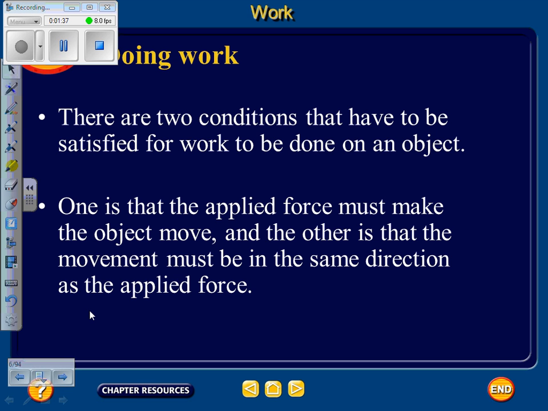Again, two conditions. One is that the applied force must make the object move. So if you're pushing against the wall, for work to be done, the wall has to move. And the other is that the movement must be in the same direction as the applied force. So if you're pushing against the wall, it has to move in the direction that you pushed it.